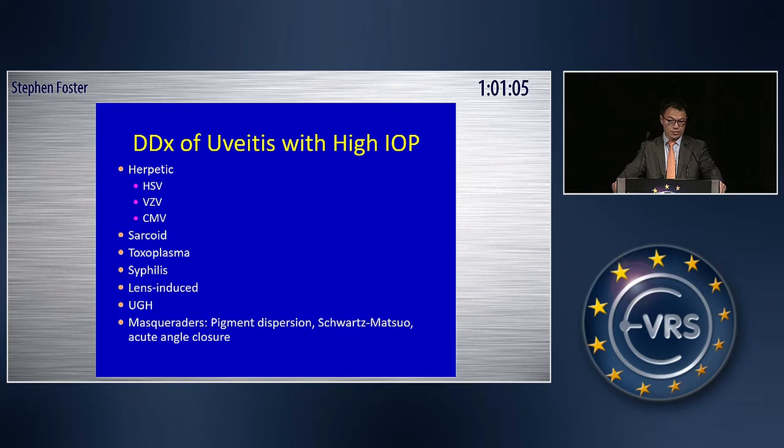and then again, the masqueraders of these conditions include pigment dispersion, Posner-Schlossman, as we know as retina specialists, and then also acute angle closure. People can come in with a little bit of flare, a little bit of cells, and they have high IOP, but you're actually not seeing real uveitis. It's actually just angle closure.